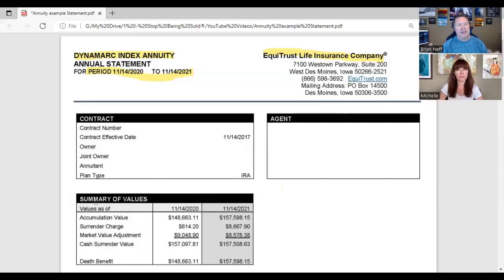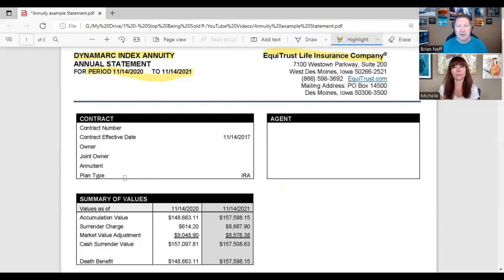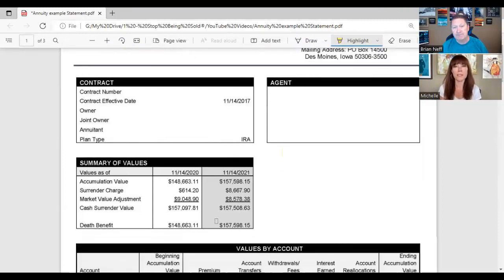Verify that, look, your agent may be your best friend forever, right? But this is still your money. Pick up the phone and call the company and verify everything that you've got in front of you in this statement. It comes once a year, so you can do this once a year. Yeah, do it once a year.